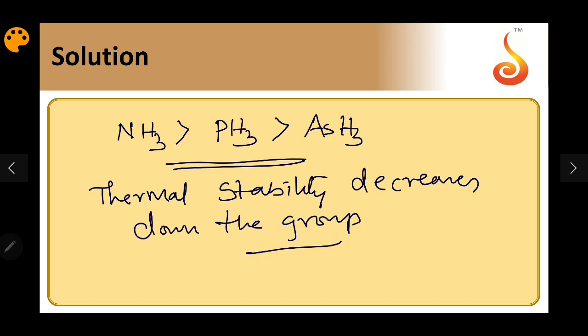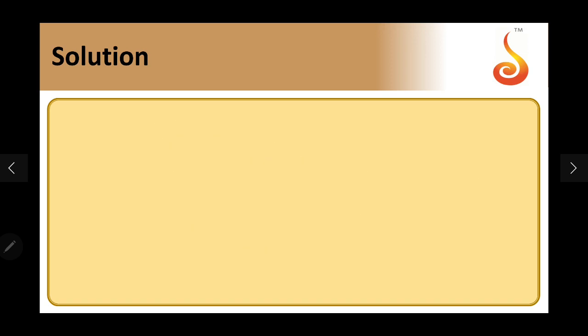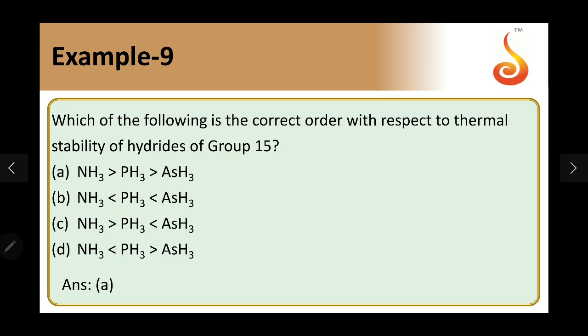So the option should be ammonia, PH3 and AsH3. If I see the option, it's going to be A: NH3 greater than PH3 greater than AsH3. We'll go to Example 10.